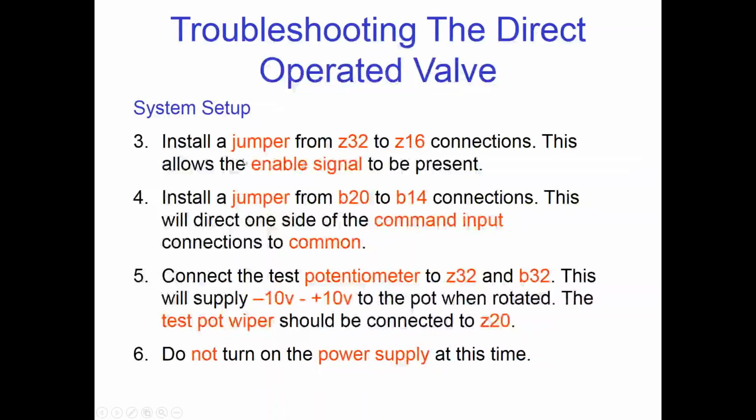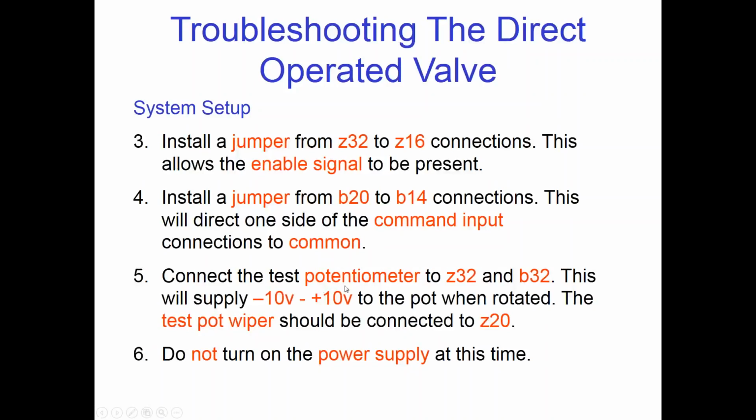Now we're going to install a jumper from Z32 to Z16. That will allow the enable signal. If you get an enable signal when you do that and you don't when it's connected normally, obviously we've got a problem with the amplifier. Best thing, just change the amplifier card. Also install a jumper between B20 and B14. That will take one side of the command input connections to common.